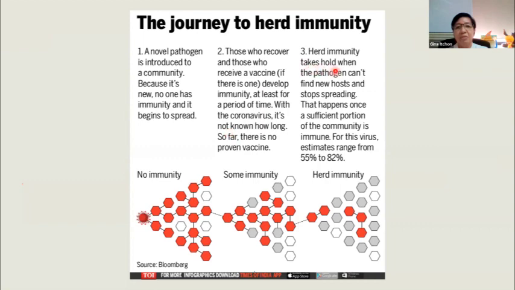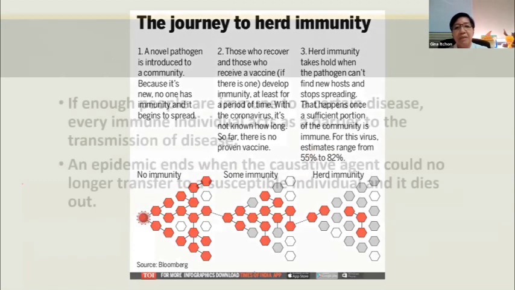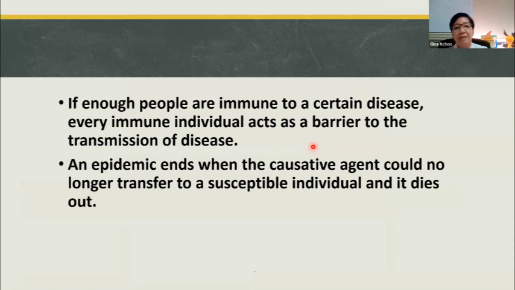Herd immunity takes hold when the pathogen can no longer find new hosts and stops spreading. That happens once a sufficient portion of the community is immune. And for this virus, it was estimated between 55% and 82%. At this time, they really were not very sure yet. This was around August of last year. Right now, we can say it with more specificity, and it's actually between 65% and 75%.